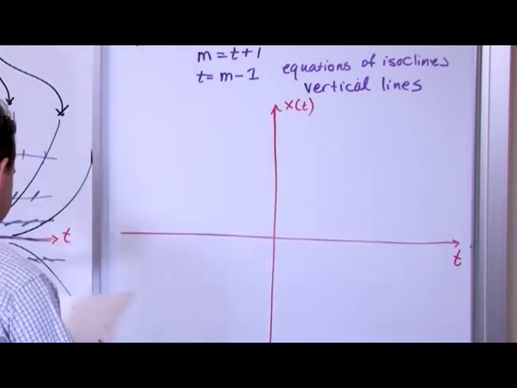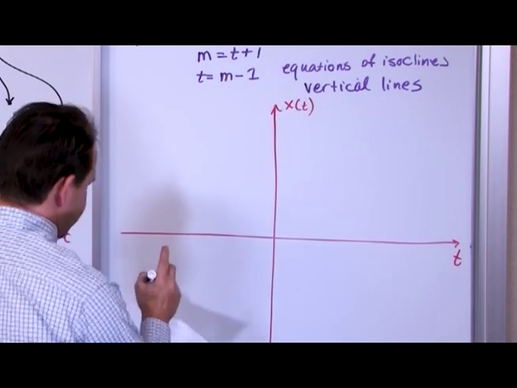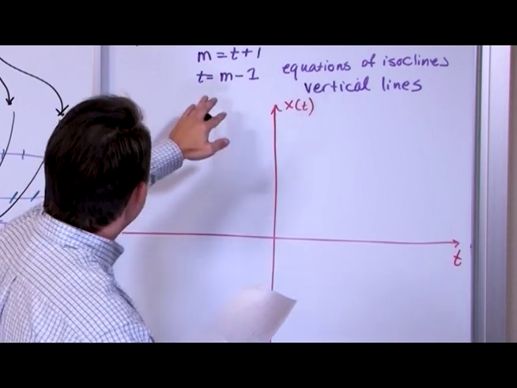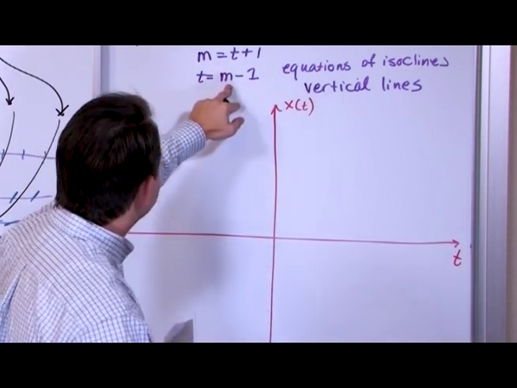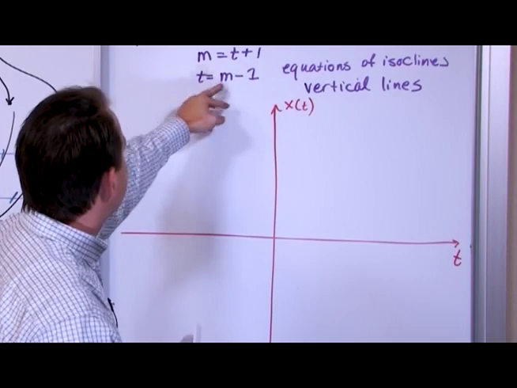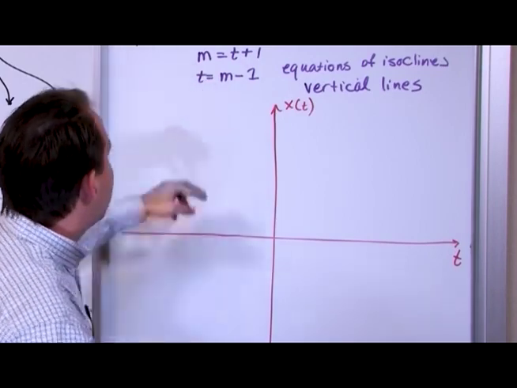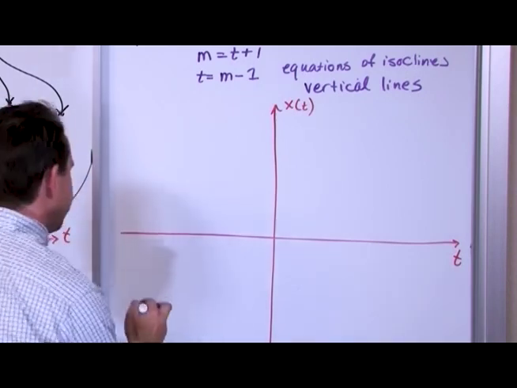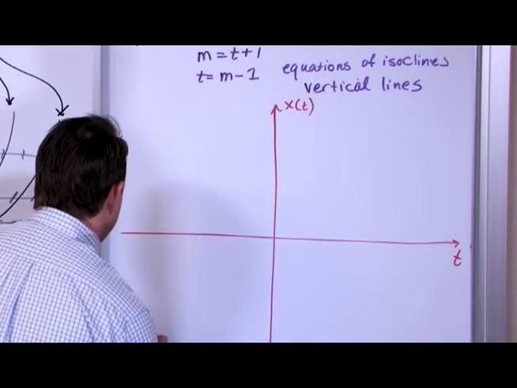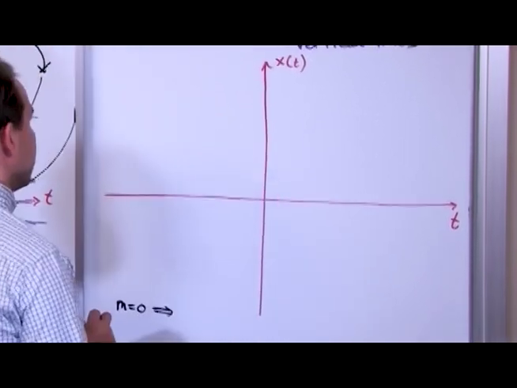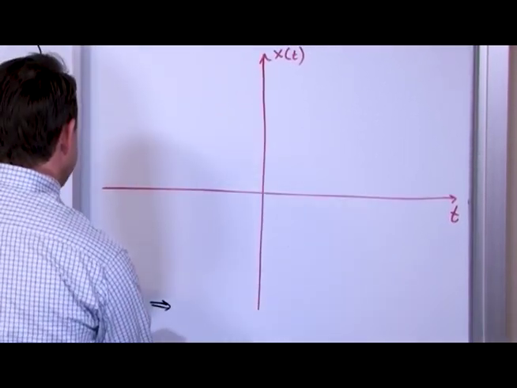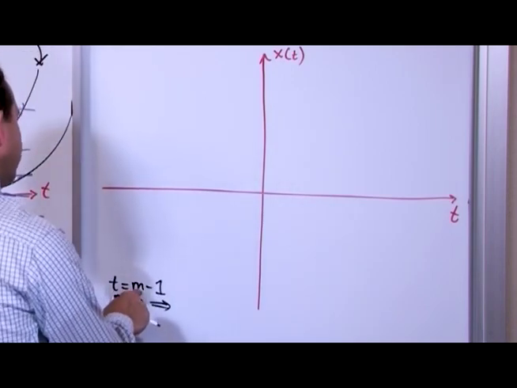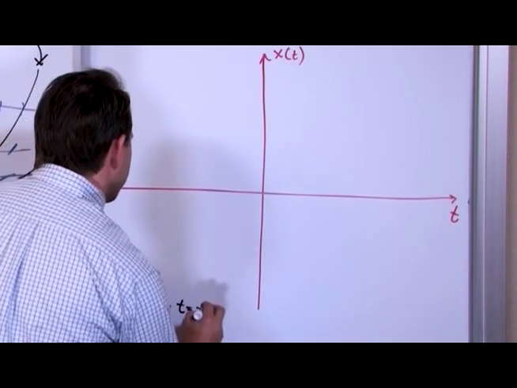And let's go ahead and pick some values. Just to be cute here, there's many different ways you could do this. We could pick values of slope here, 0, 1, 2, 3, 4, 5, etc., and find values of t equal to that. We could put in values of t and get values of m. Either way you want to do it. Let's go ahead and pick values of m. Let me go ahead and rewrite my equation. I have t is equal to m minus 1. These are the isoclines. So at m equal to 0, t is equal to minus 1.